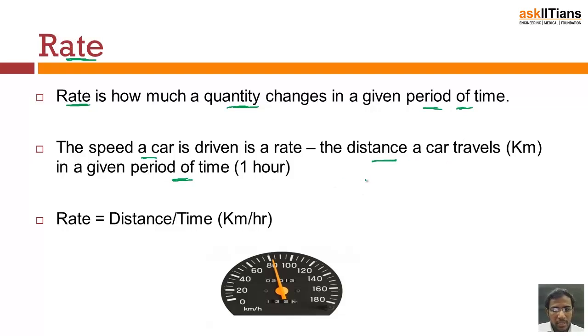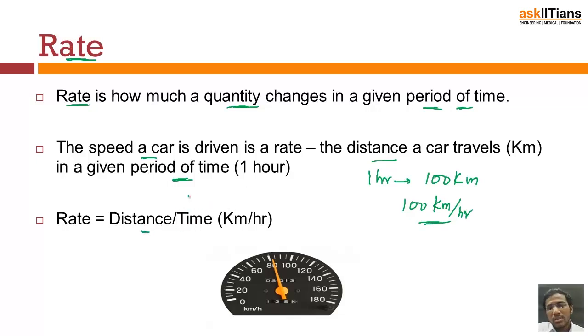Let's suppose in 1 hour the car traveled a distance of 100 kilometers. So the speed of the car is the distance traveled over time, that is 100 divided by 1 hour, that is 100 km per hour. This is the speed with which the car is driven. So the rate is distance by time. This is in general.